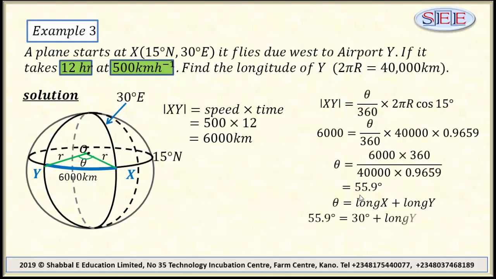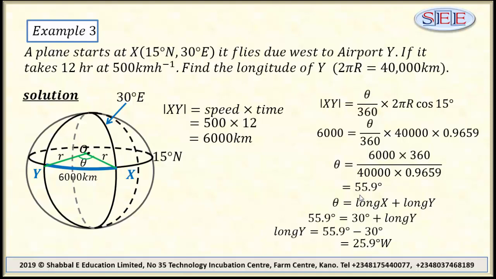So the addition will give us theta equals 55.9, as theta equals 30 degrees plus longitude y. It is longitude y that we want to find. So collecting like terms, we now have longitude y equals 55.9 minus the 30 degrees. That angle 30 degrees is the longitude of x. So subtracting 30 from 55.9 degrees will give us 25.9 degrees. So the longitude of y is now 25.9 degrees west.